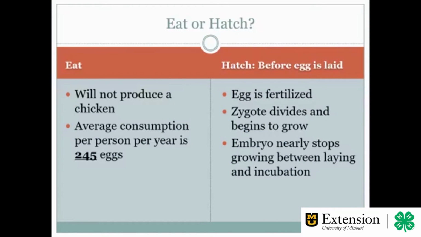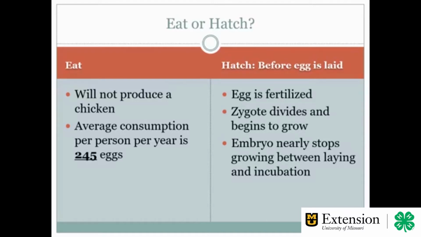First off, let's talk about the difference between the eggs that we hatch and the eggs that we eat. The eggs that we eat will not produce a chicken. It doesn't matter how long you incubate them or watch them, no chick is going to hatch out of those eggs. The average consumption per person in the United States per year is 245 eggs. That is a lot of eggs. How many of you guys think that you eat that many eggs in a year?